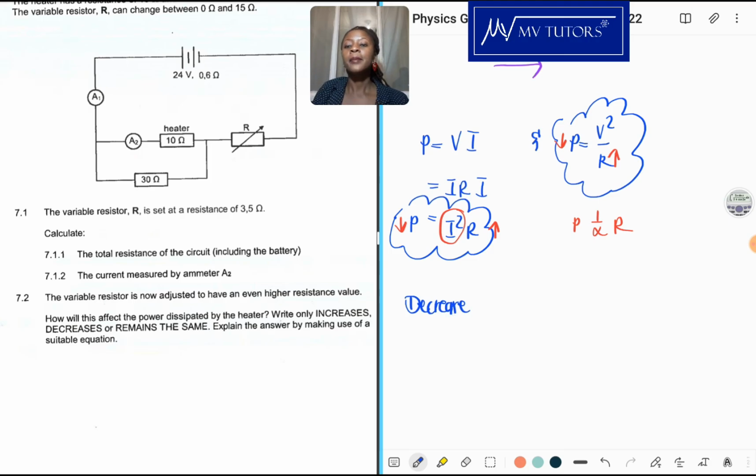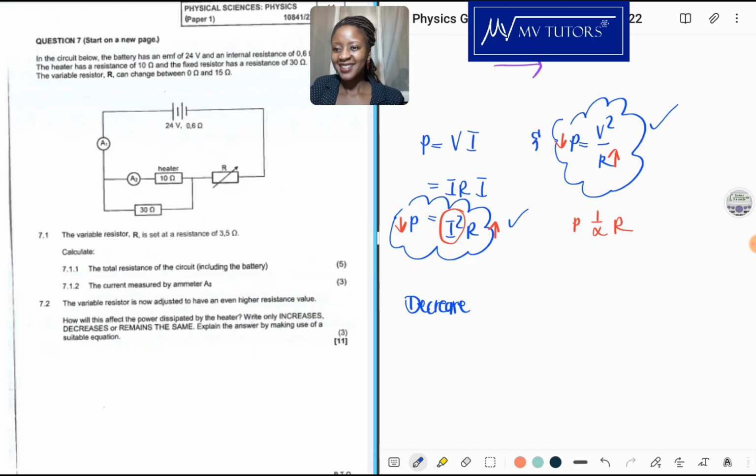Okay, why? Because power in this instance is inversely proportional to the resistance. All right, and we have explained this answer by using a suitable equation. You could have used this one or that one, and it works either way. Okay, so yeah, that is it.